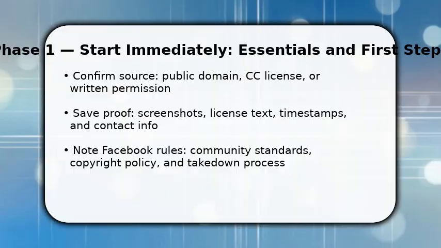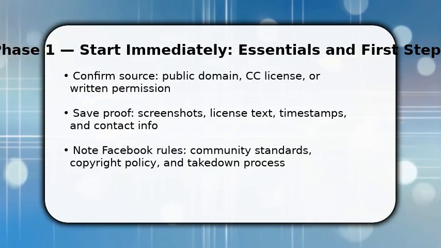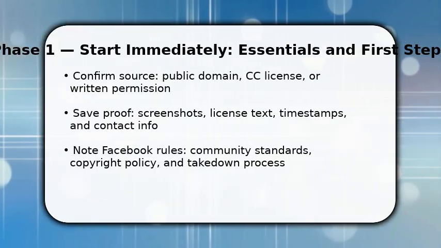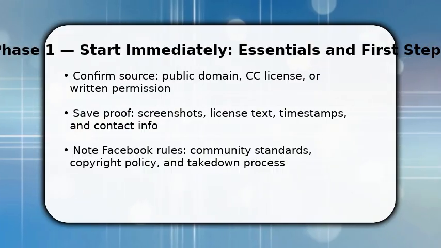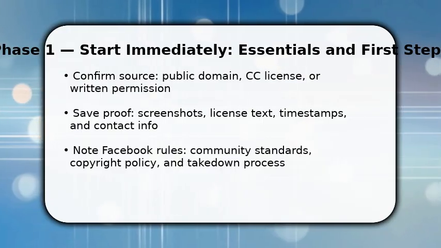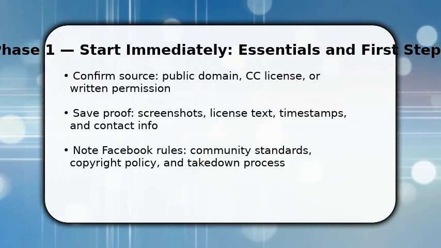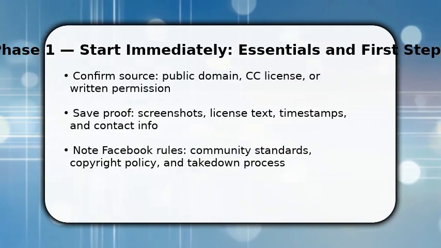You start by identifying what you can legally use. Check whether content is public domain, Creative Commons with allowed reuse, or covered by explicit written permission. Keep proof. Once done, download originals and capture license text or a permission email. This becomes your evidence if a claim appears.